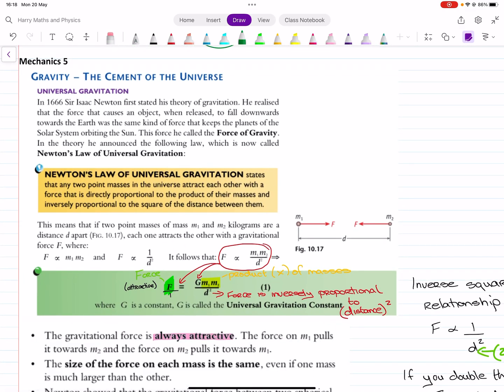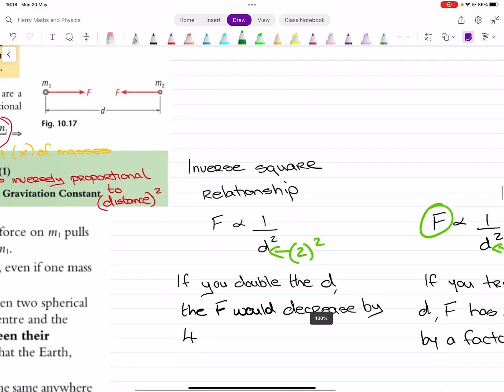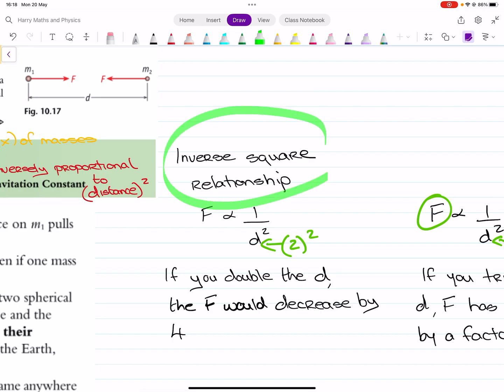This here then is Newton's universal law of gravitation. So F is equal to G m1 m2 over d squared. So the force is proportional to the masses of the objects and inversely proportional to the square of the distance between them. For that reason, this is called an inverse square law, which is, if you double the distance, you're actually decreasing the force by 4. If you were to triple the distance, you would decrease the force by 9.